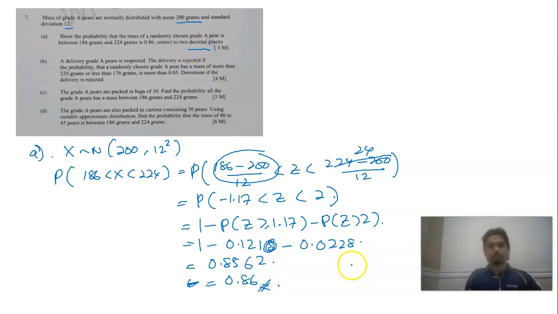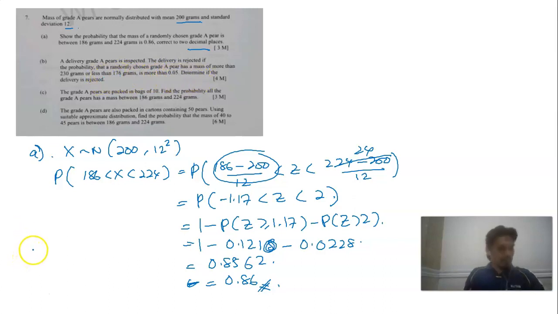Okay. A delivery of grade A pears is rejected if the randomly chosen pear in the delivery has a mass of more than 230 gram or less than 176 gram. If the probability is more than 0.05, determine whether the delivery is rejected.